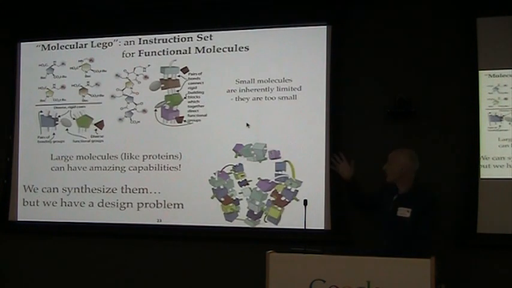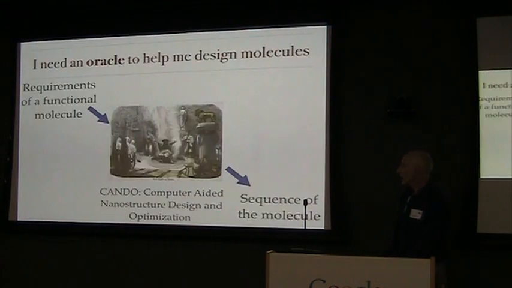All right, so I've developed this molecular Lego, sort of an instruction set for making functional molecules. I kind of want to make big molecules that work like proteins do. But I have a design problem. They're so big now that I can't design them the way chemists design molecules, which is basically with molecular modeling tinker toys. You've probably seen them in bookstores.